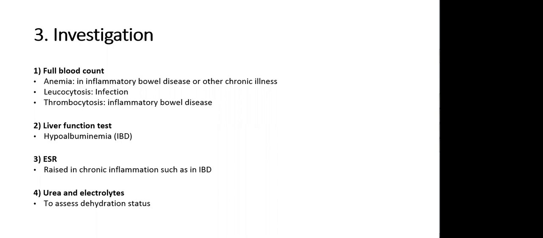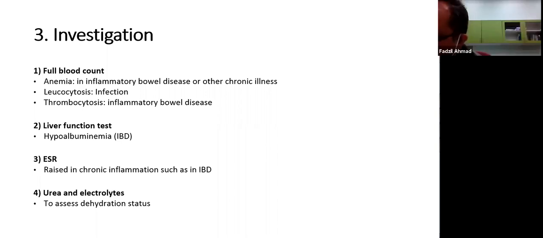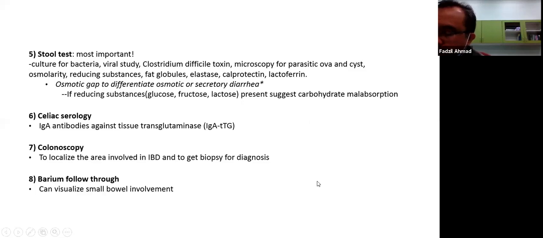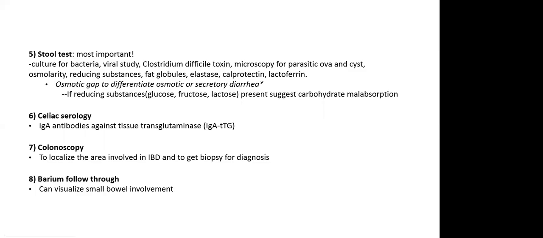Okay, so after that, the most important investigation is the stool test, stool examination. So what do we want to look for in the stool? Firstly, we do the culture for bacteria. Second is virus study, Clostridium difficile toxin, microscopy for parasites and also parasitic ova and cysts. Osmolarity, you must remember this. So apart from culture and microscopy, you must do osmolarity of the stool and reducing substance.